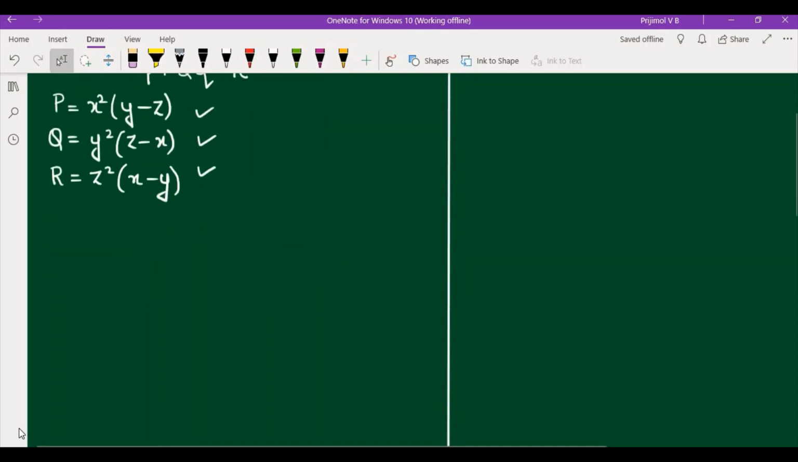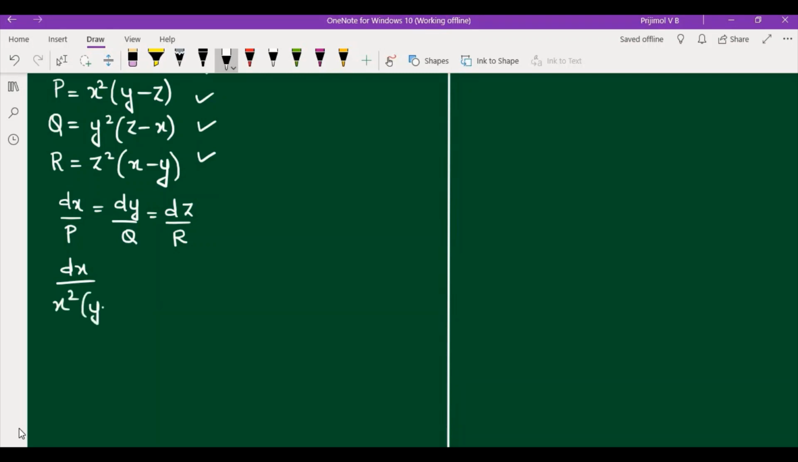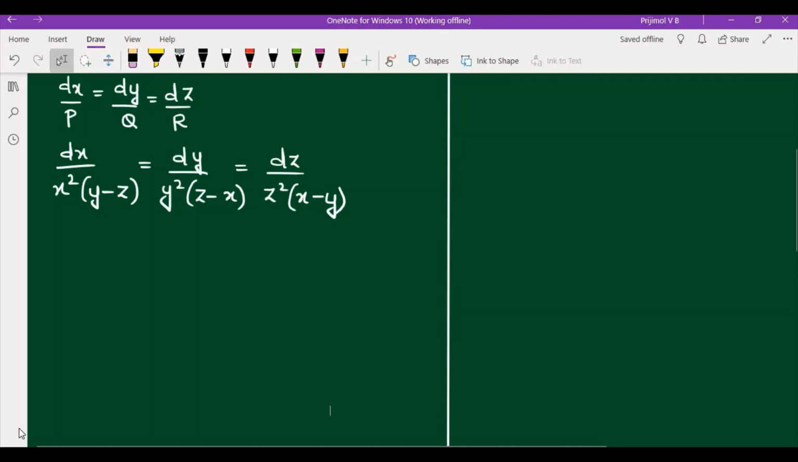Now let us write down the auxiliary equation for solving the Lagrange partial differential equation, which is dx by P, dy by Q, dz by R. Substitute all P, Q, R in this ratio. Okay, now you can select any two ratios, and then you have to check whether you can separate the variables or not.